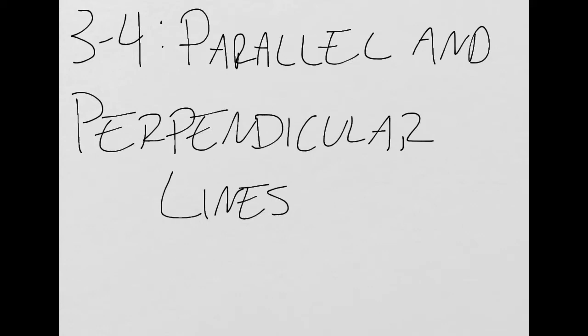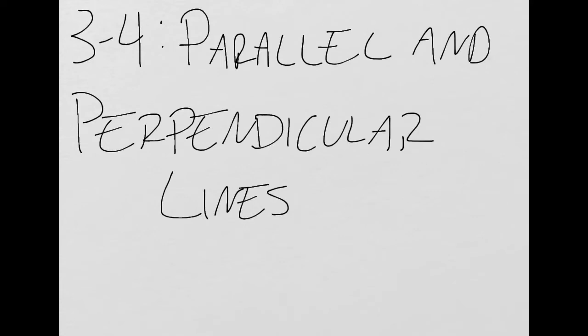This is section 3-4, the section on parallel and perpendicular lines. So the key to this section is going to be that you can use the relationships of two lines to a third line to decide whether the two lines are parallel or perpendicular to each other.